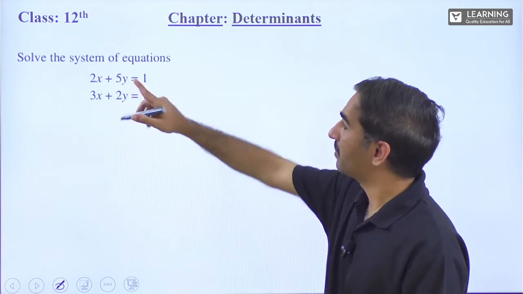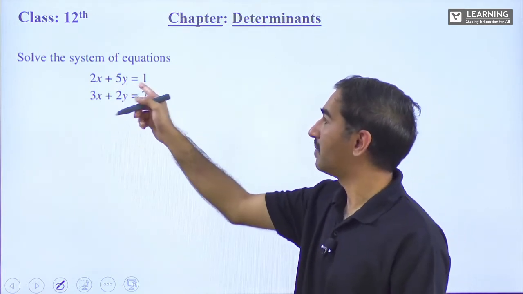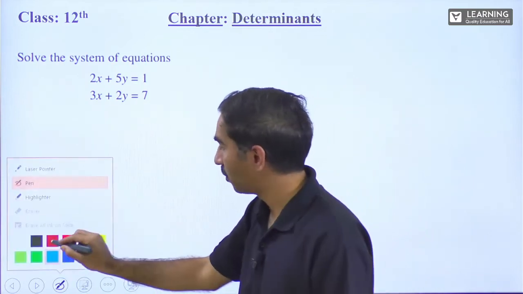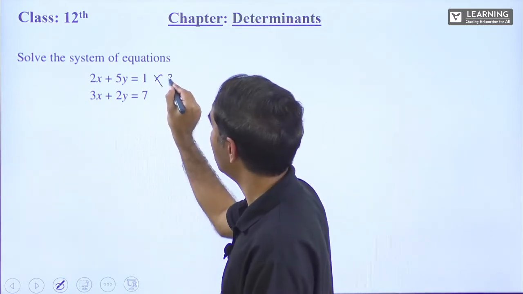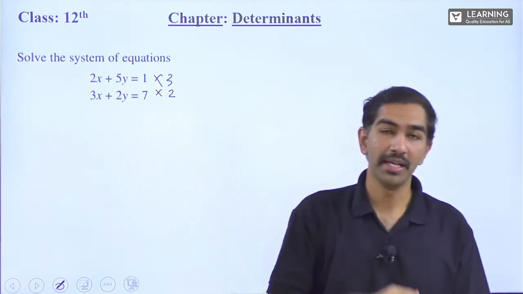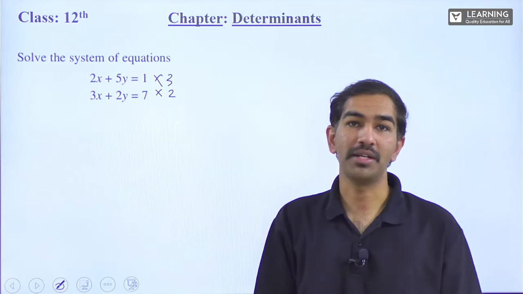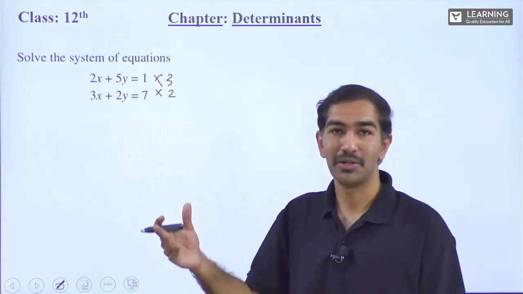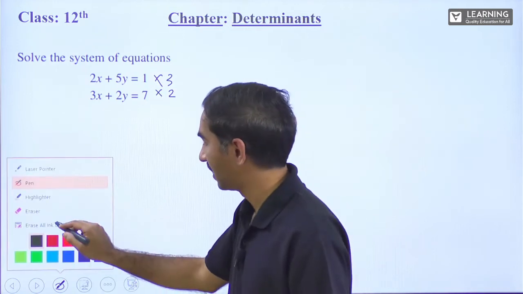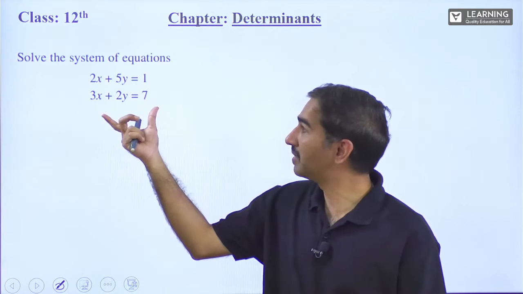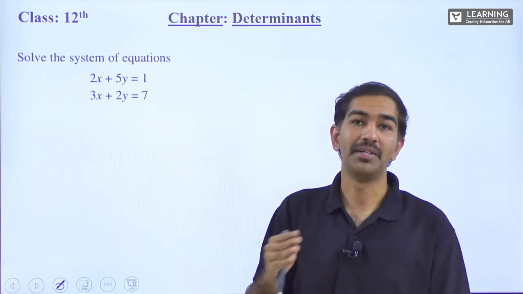Solve the system of equations: 2x plus 5y is equal to 1 and 3x plus 2y is equal to 7. Now students, here you can multiply this with 3 and this with 2. You can eliminate x, find out y, back substitute y and find out x, and you will get x and y. Very easy. Which method is this called? This is called the elimination method. But what are we going to see? We are going to see how to solve these equations with the help of determinants.